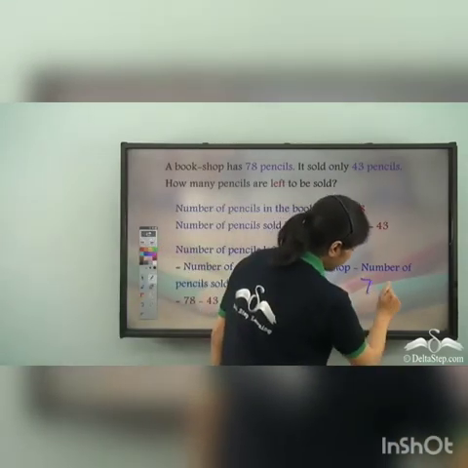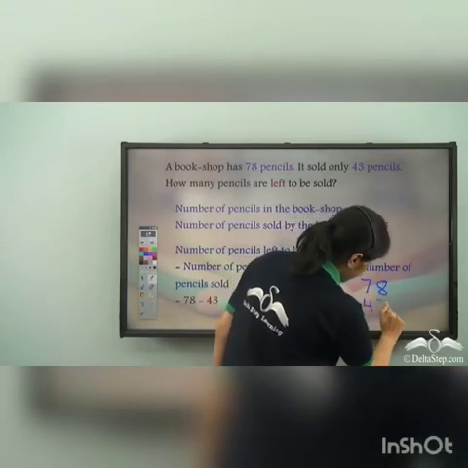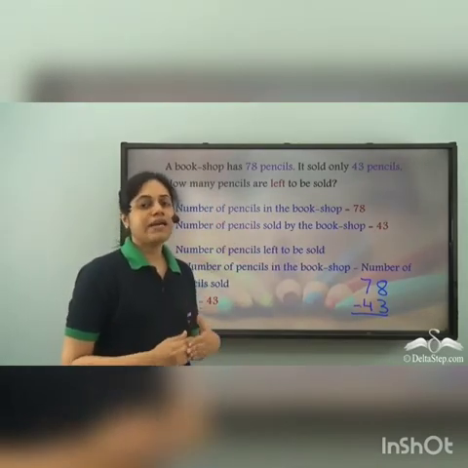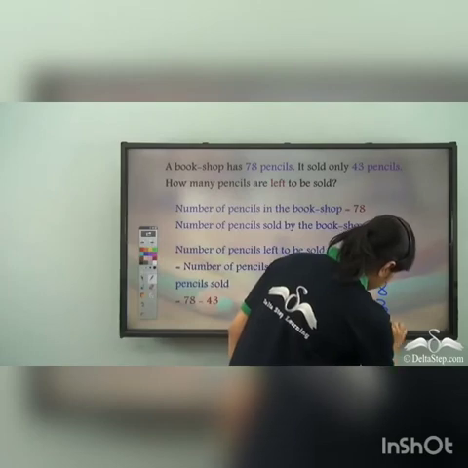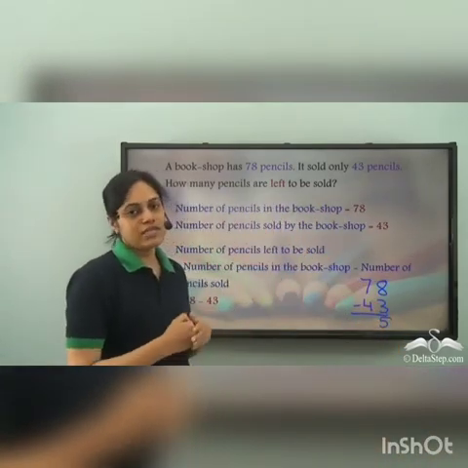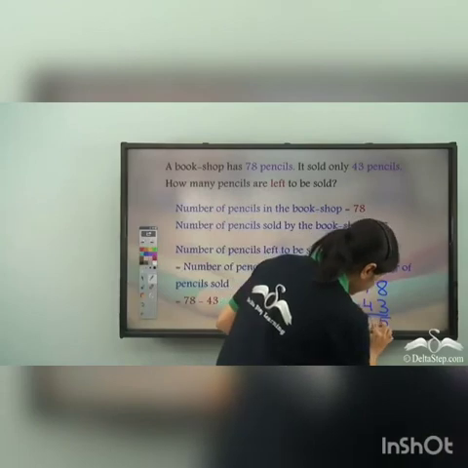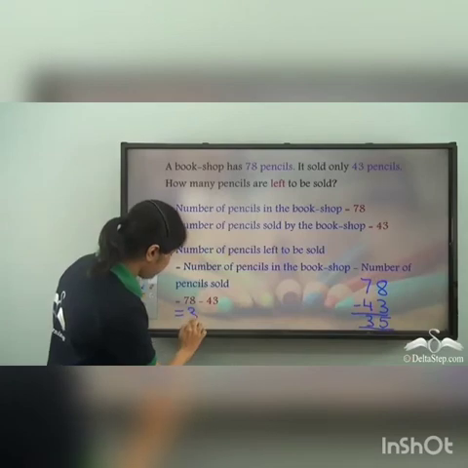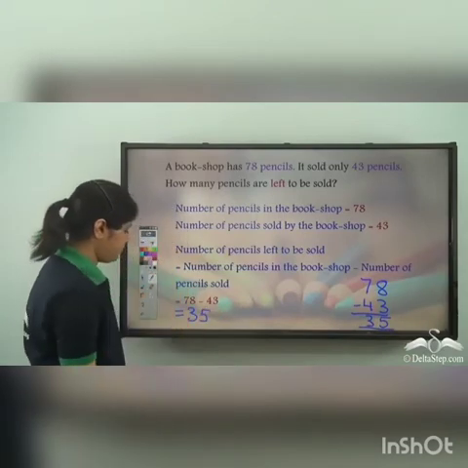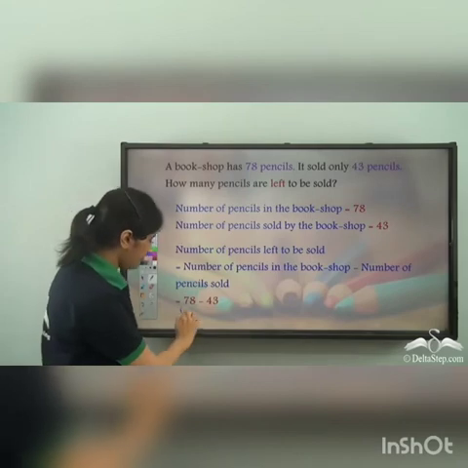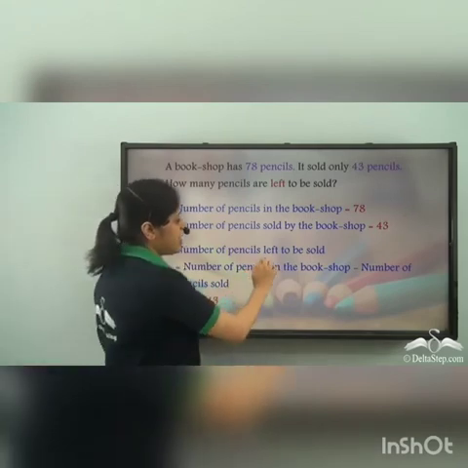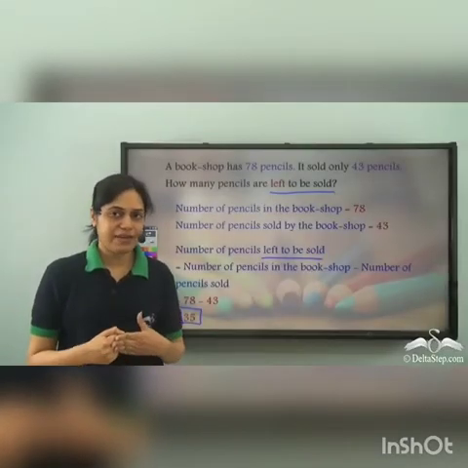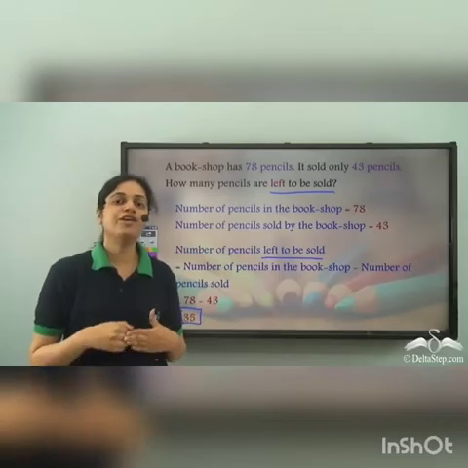Let's subtract 78 minus 43. What is 8 minus 3? 8 minus 3 is 5. And what is 7 minus 4? 7 minus 4 is 3. So we get the answer as 35. So there are 35 pencils left to be sold. So the bookshop still has 35 pencils which it can sell, or which are left to be sold.